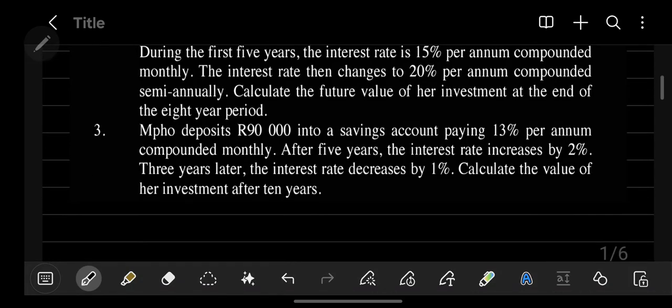And here's number 3. Number 3 says that Mpho deposits 90,000 into a savings account, paying 13% per annum compounded monthly. After 5 years, the interest rate increases by 2%. 3 years later, the interest rate decreases by 1%. So here there are about 3 interest rates involved, and the other one is decreasing.